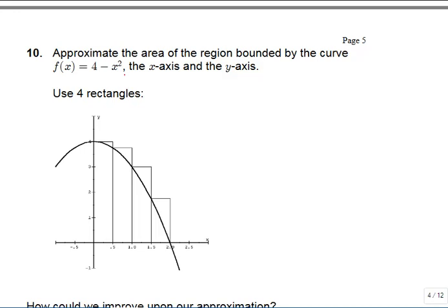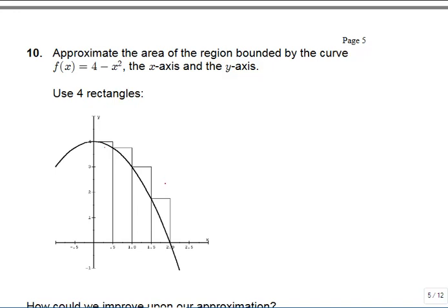So here we have the curve 4 minus x squared, just a nice parabola. And we want to find the area under that curve, between the curve, the x-axis, and the y-axis. So we're looking for this area right here. One way we can approximate what that area is, we can't find it exactly, at least not yet, because it's not a nice common shape.